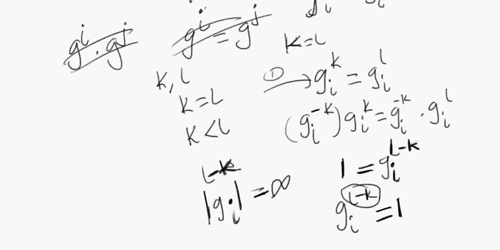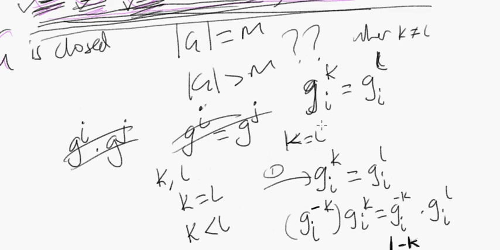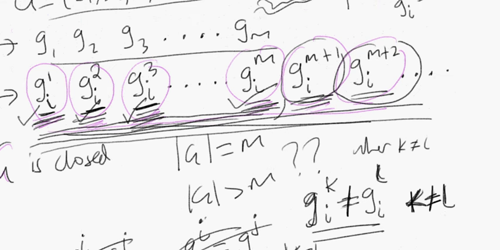Okay. So then, does it seem sensible to say that g sub i to the k can't equal g sub i to the l if k does not equal l? Okay. So if k does not equal l, that leads us to conclude that g sub i to the k does not equal g sub i to the l. Okay.